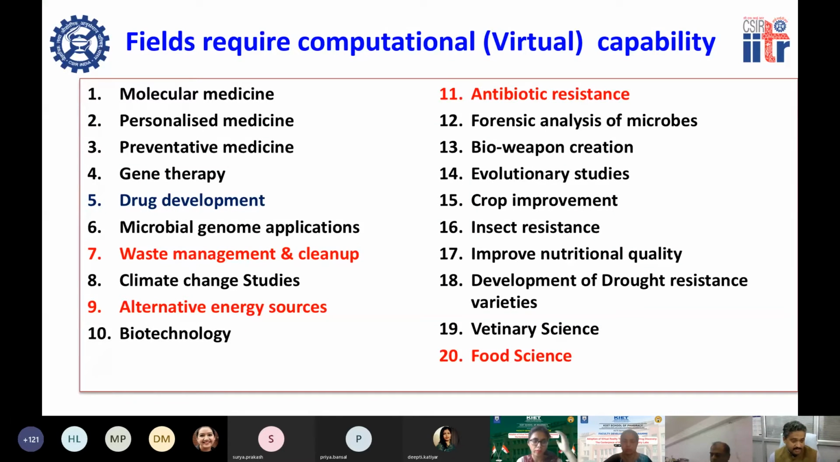in sectors like molecular medicine, personalized medicine, preventive medicine, gene therapy, drug development, or any domain where there are n number of activities one can do using computational approaches. We are also currently working on waste management, cleanup, alternative energy resources, and several other biotechnological problems. Currently, we are using this in CSIR. One of my projects, I am working on closely is the ICMR Indo-German project on antibiotic resistance.